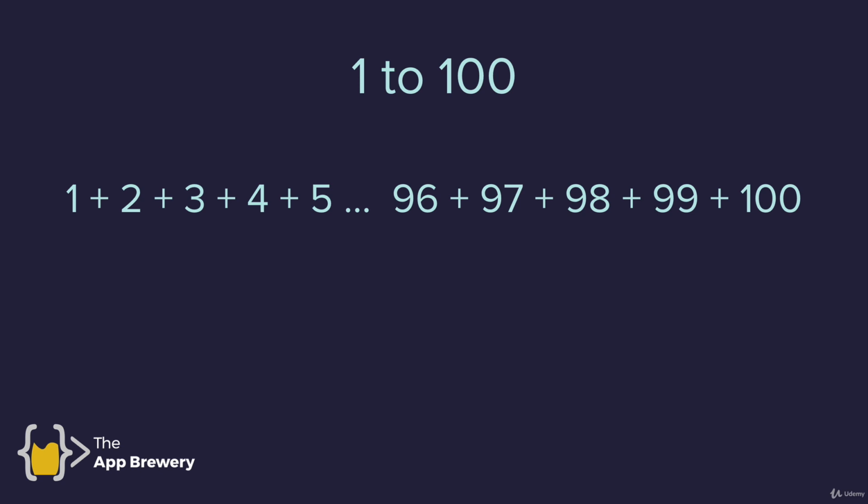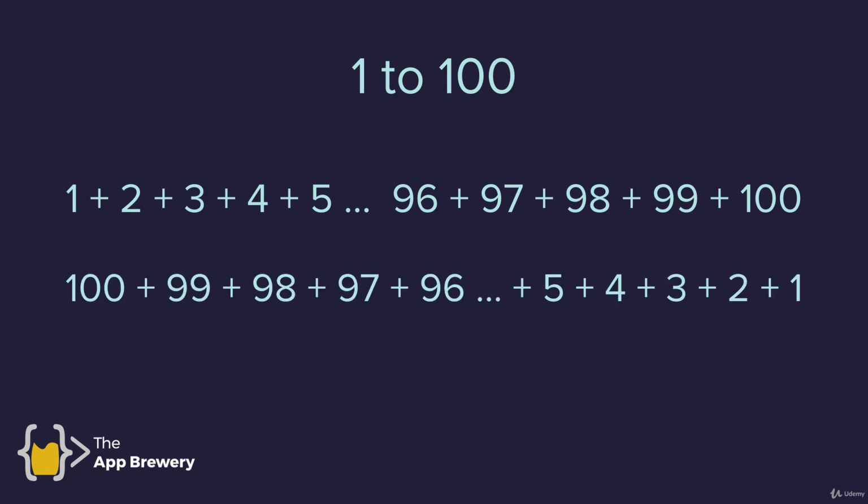Well, he was actually a really smart kid and he figured out that if you flip the numbers around, so 100 plus 99 plus 98, and you look at both of these two lines, you can see that 1 plus 100 equals 101, 2 plus 99 equals 101, 3 plus 98 equals 101. Basically, if you tie all of these numbers together, there's actually 50 pairs of 101. So he could simply just do 50 multiplied by 101, which is 5,050. And that's how he figured out the answer.